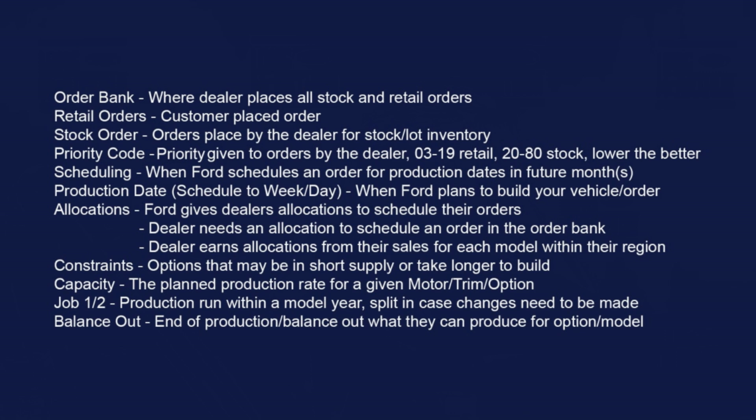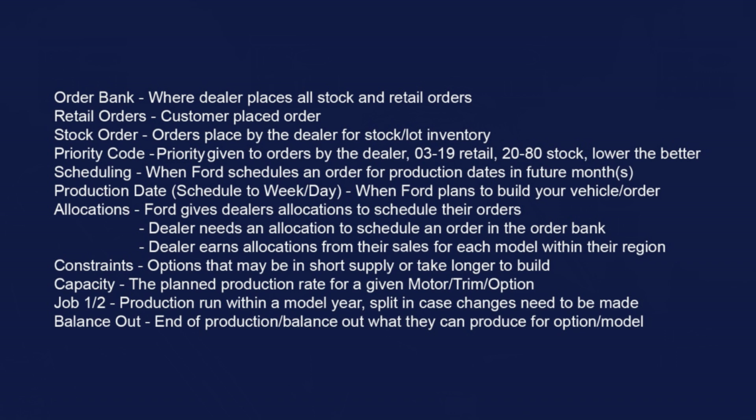And then job 1 and 2. Ford will split that into 2 different job runs. If they want to introduce something new in job 2, then they'll allow that for job 2. We're seeing that on Bronco Sport and Maverick right now, where Lobo and some other features on the Maverick aren't going to be available till job 2. Bronco Sport, those Sasquatch packages are going to be a job 2 production. And then balance out, that's the end of production or the balance out of a particular model option, something like that.